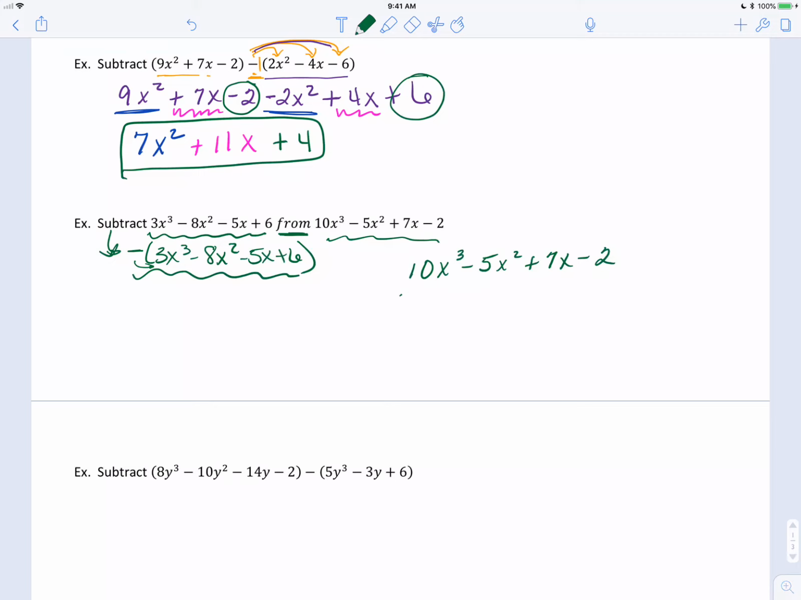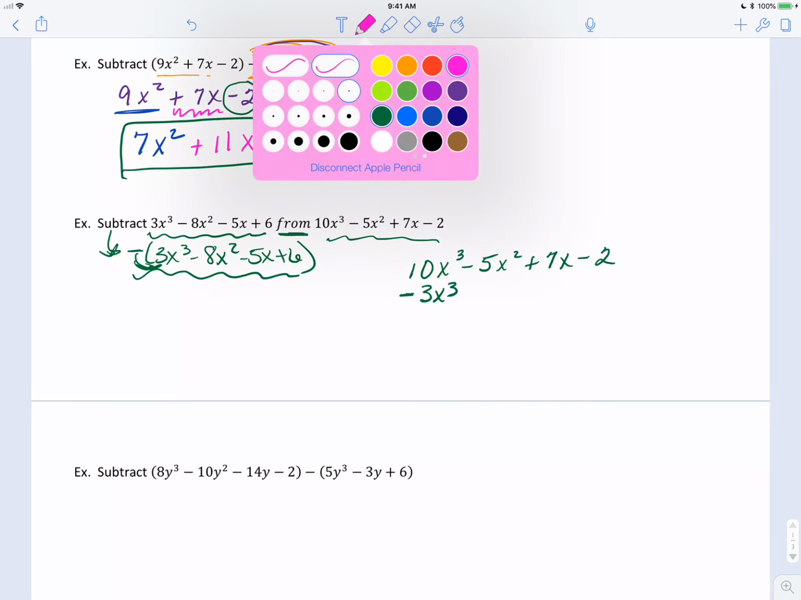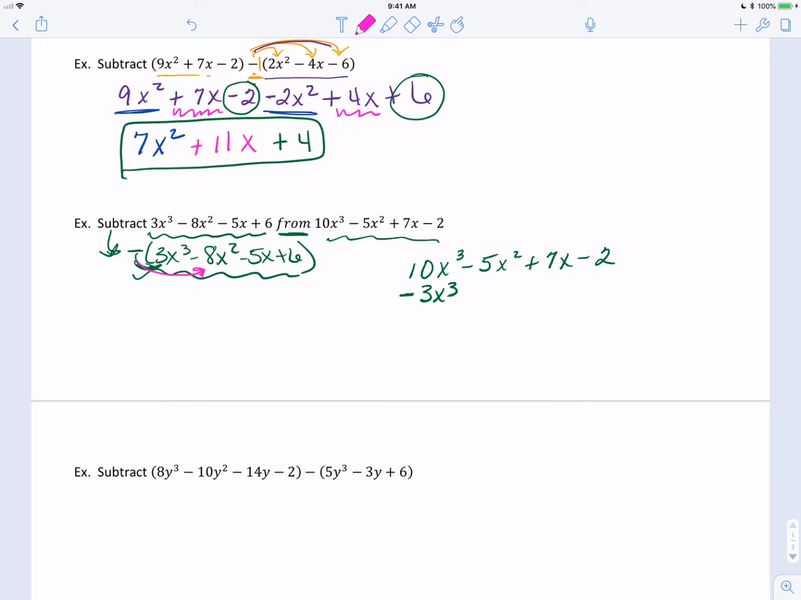So this is going to be a negative 3x cubed once this is distributed. That would be a positive 8x squared. That would be a positive 5x, and then a negative 6. So just remember, anytime we're subtracting, we have to change those signs in that polynomial that's being subtracted and then add together our like terms.